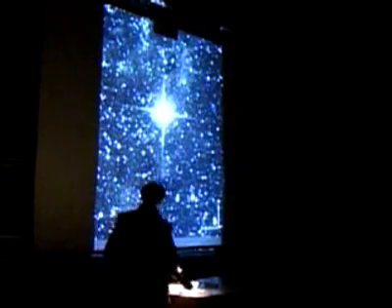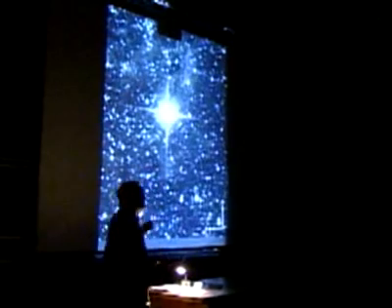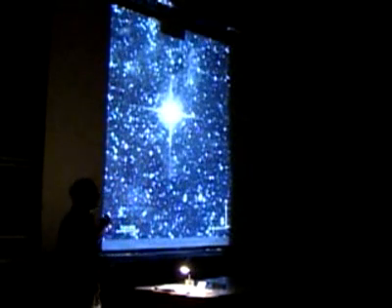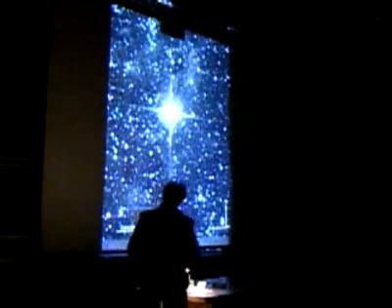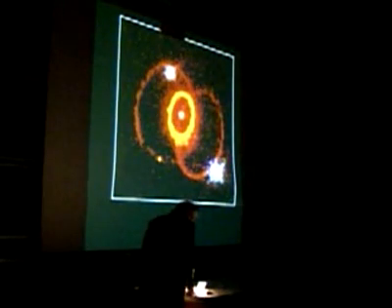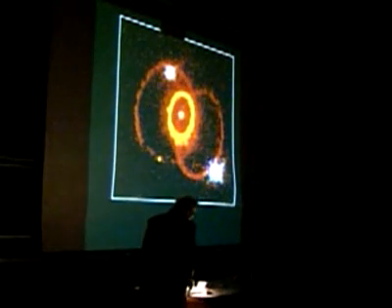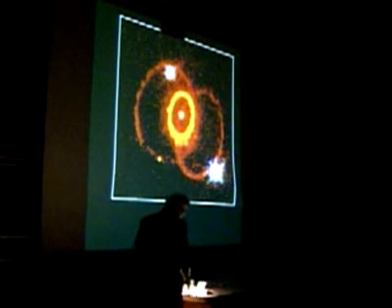The next slide shows you the same portion of the Large Magellanic Cloud, and you can clearly see that there is a very bright star. He could see this with his naked eye. This is a picture made by the Hubble Space Telescope of supernova 1987A.